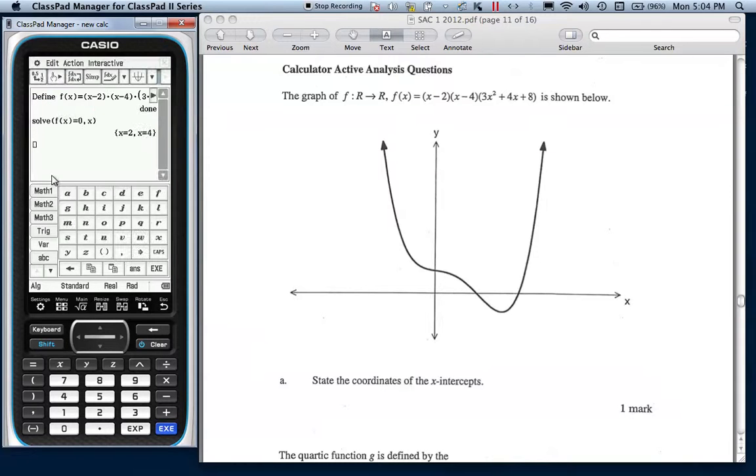in terms of x, and I get x equals 2, x equals 4, remembering that the coordinates are not x equals 2, x equals 4. The coordinates are (2, 0) and (4, 0).